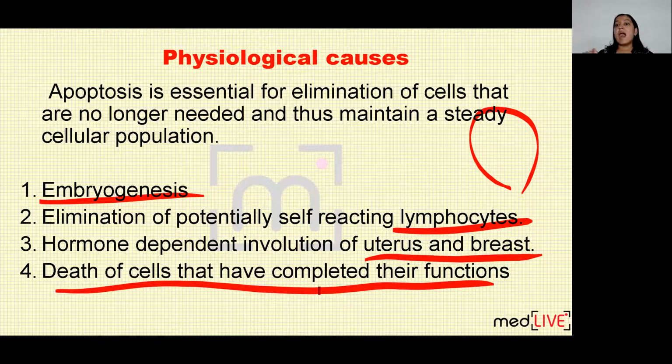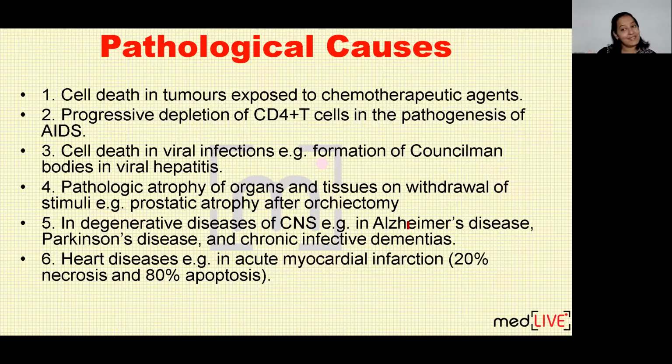For example, there is an RBC. The lifespan of an RBC is 120 days. In 120 days, the RBC has performed all its functions, the gas exchange and all. But after 120 days, the RBC will undergo apoptosis, correct? So these are the physiological causes. Now coming to the pathological causes.